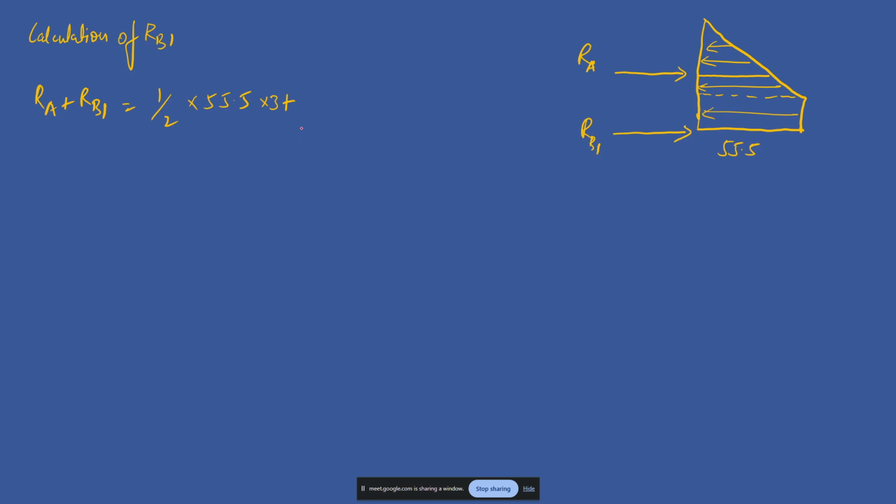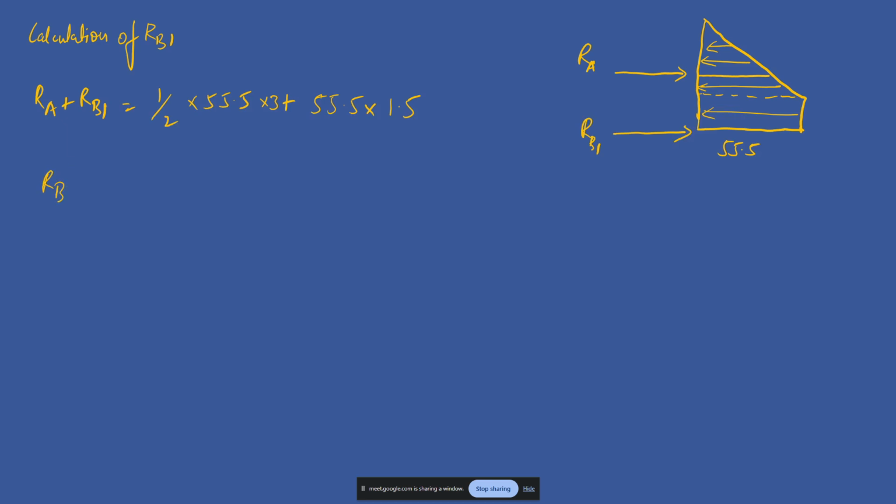So half into 55.5 into 3, then this part is your 55, sorry. So this part is your 55.5, and this height is how much? It's 1.5, right? That's all. So this pressure diagram corresponds to this force, which is the triangular part, and this part is your rectangular part.